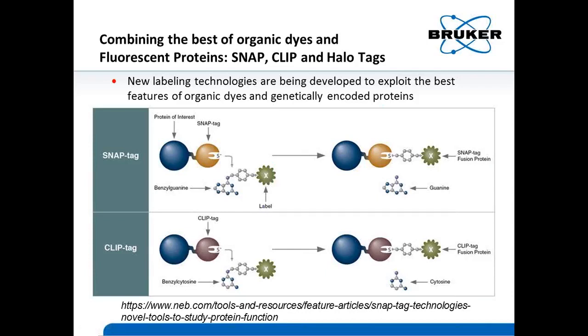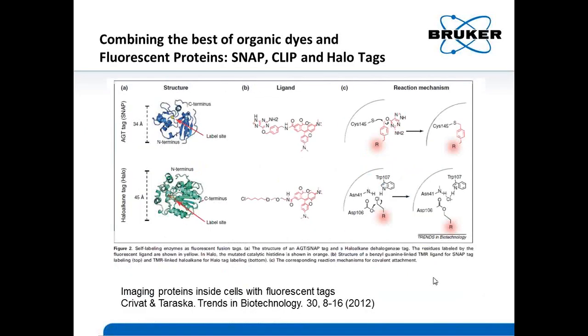I'll show you a list of different dyes that are available for this. But it's basically just incubation, and then you wash it off, and then, as you can see with the SNAP-tag fusion protein, it just tags on to its substrate here and releases a guanine. In the case of a CLIP tag, it releases a cytosine.